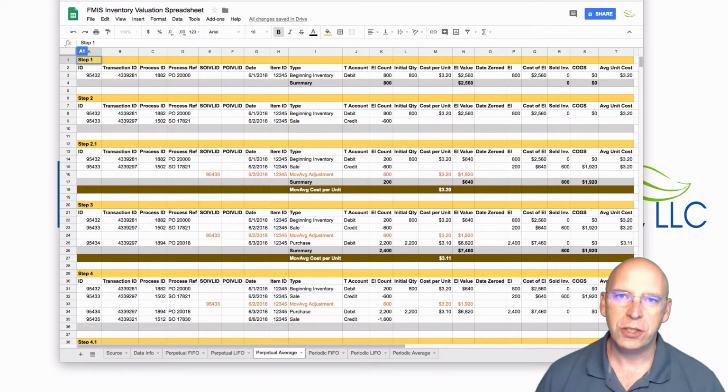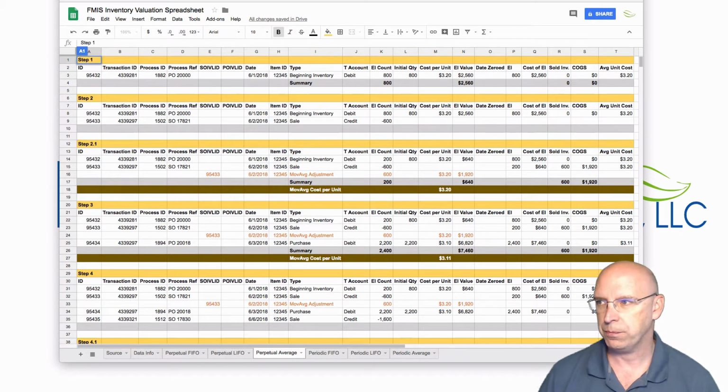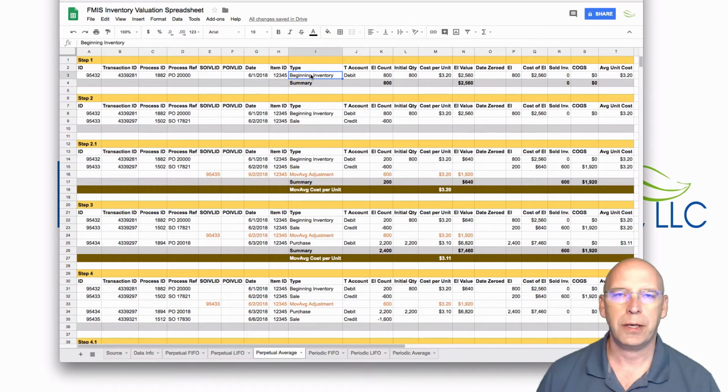This is the spreadsheet version of the perpetual average. This is sometimes known as the moving average or the weighted average. We start with a beginning inventory. That's a debit on our T account. We have 800 units, $3.20 per unit.